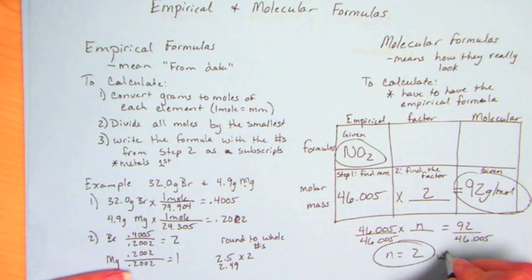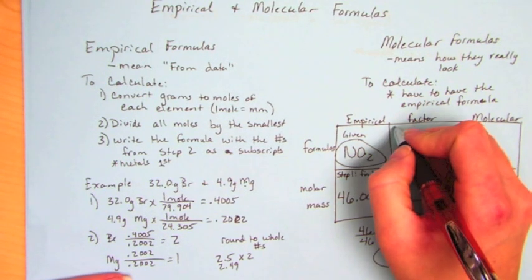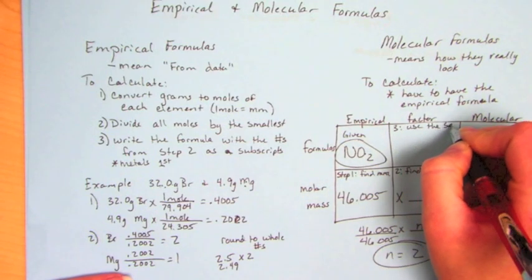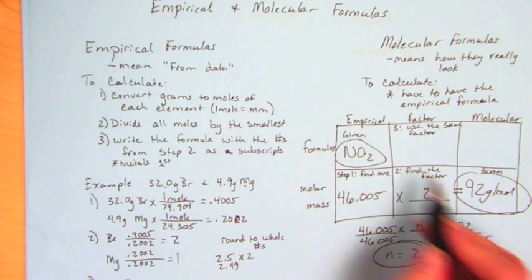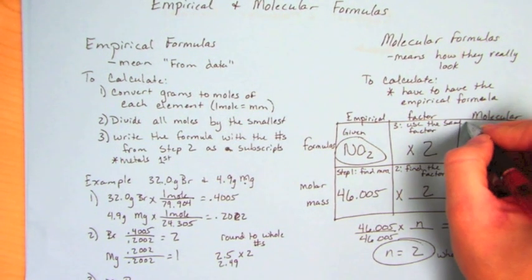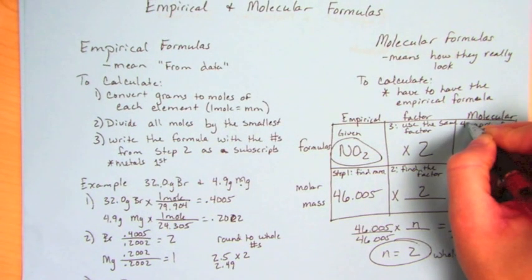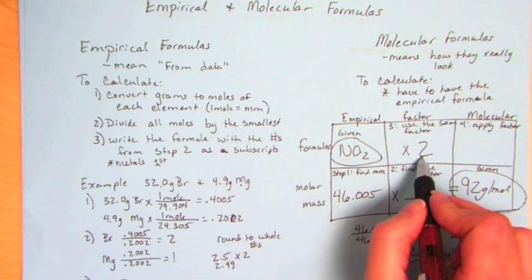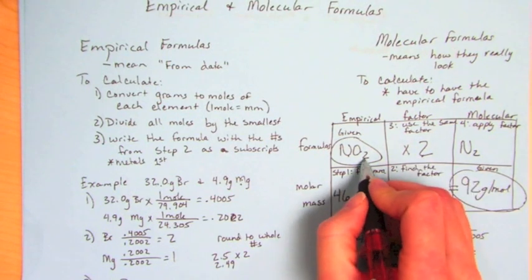Step 3, use the same factor. So if we multiplied the molar mass by 2, we need to multiply the formula by 2. So times 2. And then step 4, apply factor. So this 2 means that we have 2 of these stuck together. So we're going to do the 2 times the 1 for the N and make it N2, and the 2 times this 2 to make it O4. And that is how you do molecular formulas.